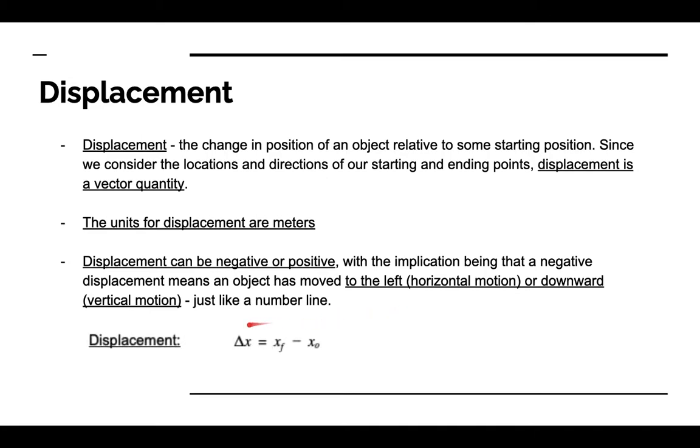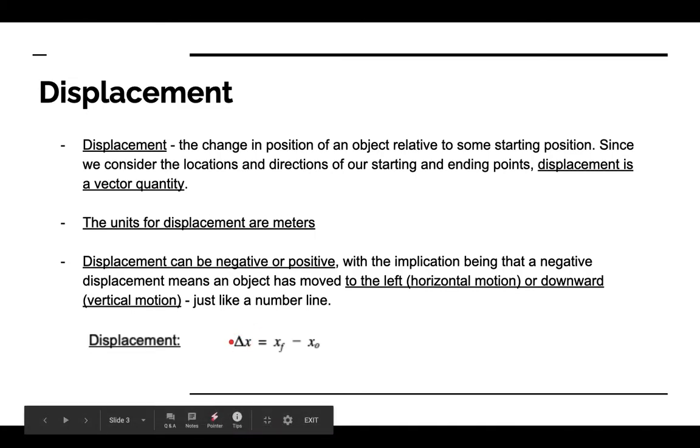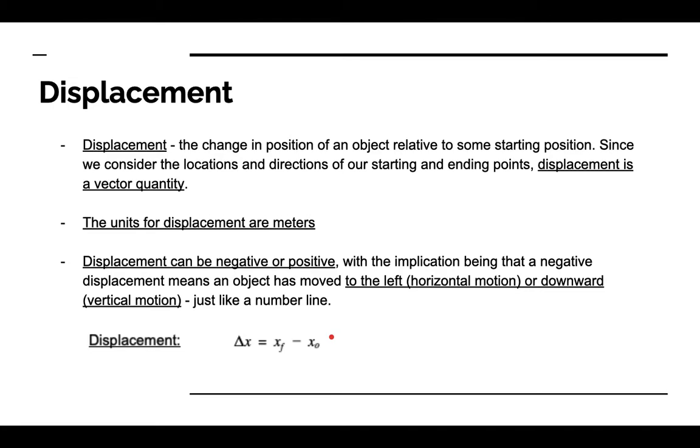So the equation we have for displacement is our change in position, so it's our final position minus our initial position. Thus, it's not really the position of our object that matters, but rather the change in position that helps us determine which direction our object's heading. So if our displacement is negative, that tells us that we've ended up to the left of our initial position, whereas if our displacement is positive, that tells us we ended up to the right of our initial position.